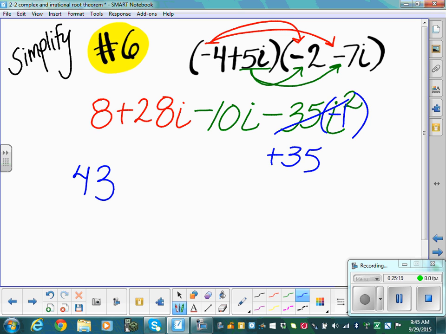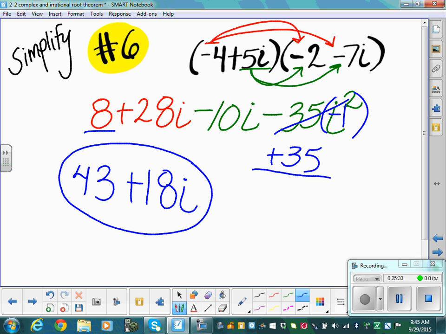43, 8 plus 35. And then we have 28 minus 10 i's, which is positive 18 i's. It's in the form of a plus bi, so we're done.